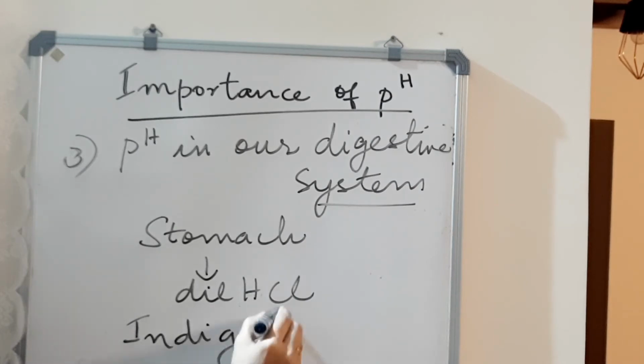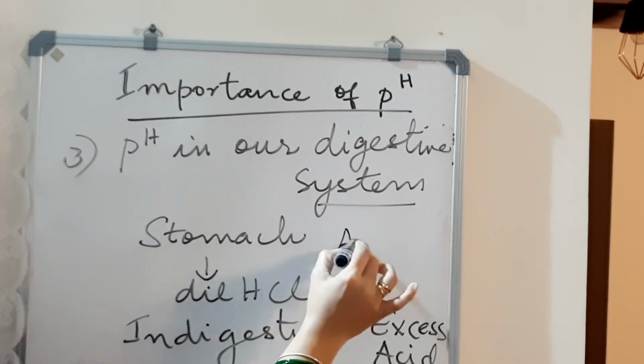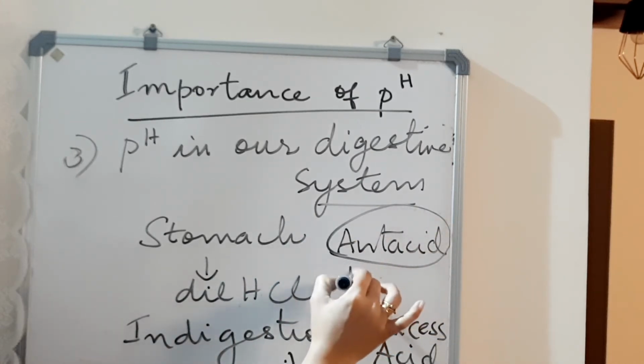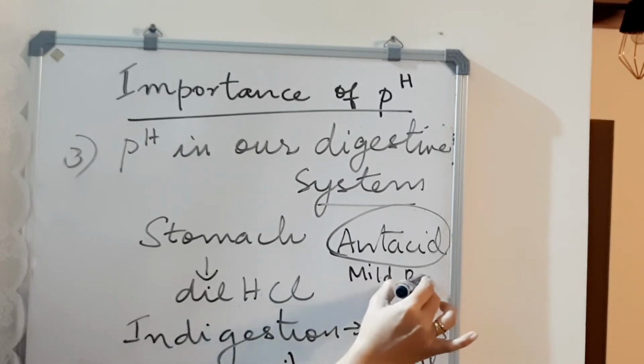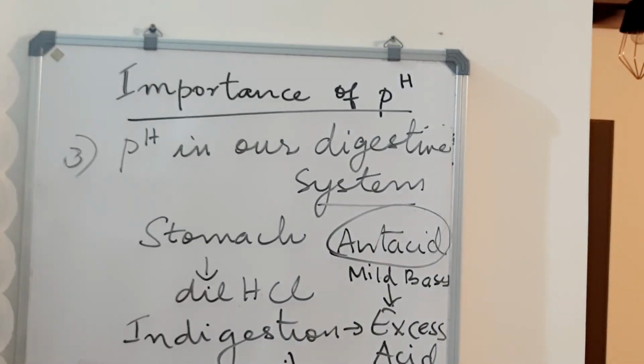So during indigestion, excess acid is produced. So in order to act against the acid, we need something called antacid. Antacids are mild bases which act against the excess acid. So whenever there is indigestion, antacids have to be taken. It neutralizes the excess acid produced in the stomach as a result of indigestion.